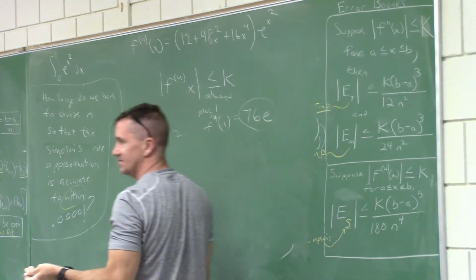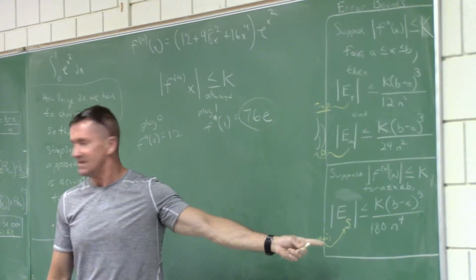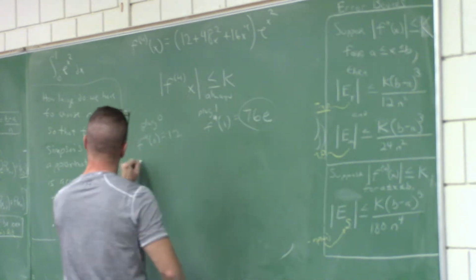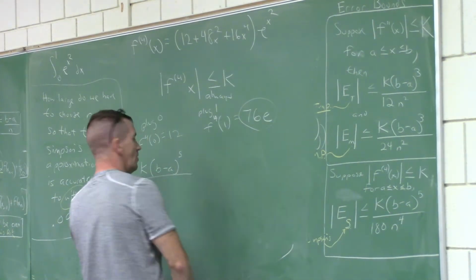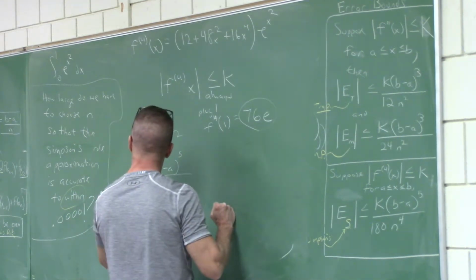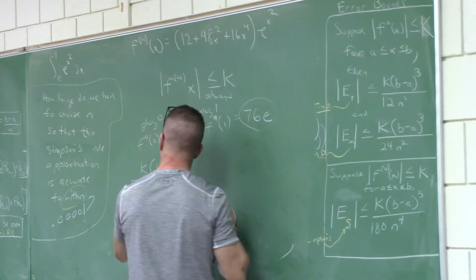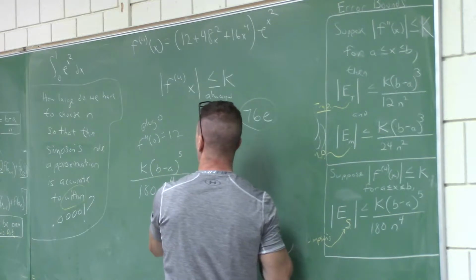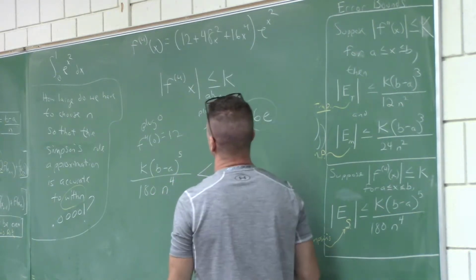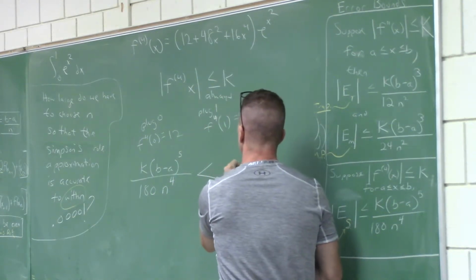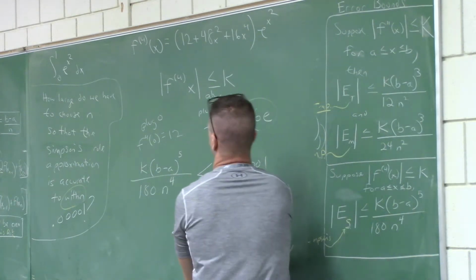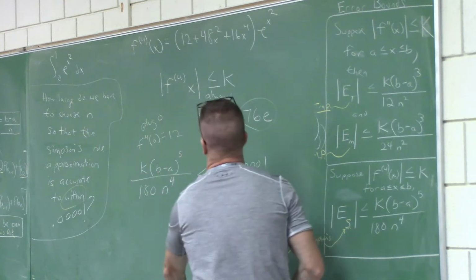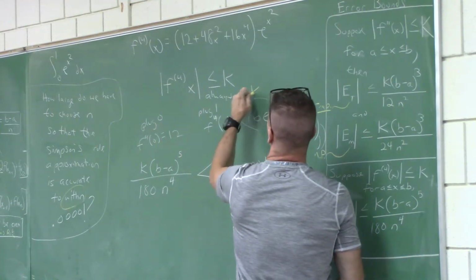And so you ready to do it? Crank it out. Now this is the one we want. K times (b minus a) to the 5th power all over 180 times n to the 4th must be less than the value 0.00001. And then what are we going to use for k? Make a note. This is your k.